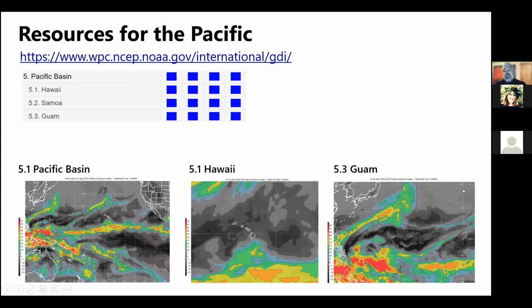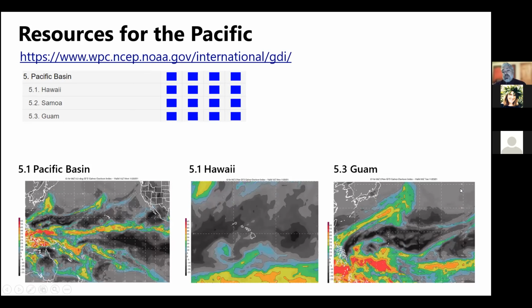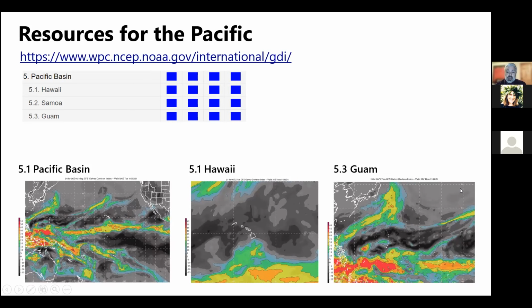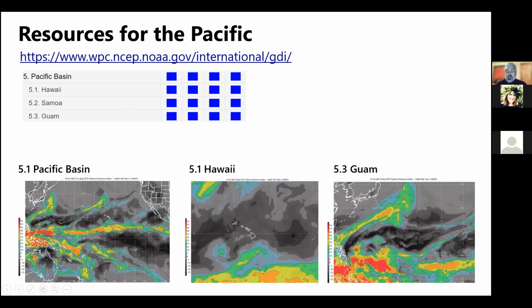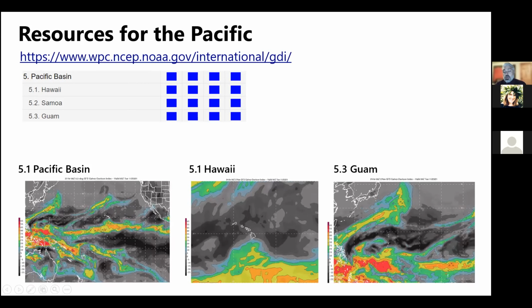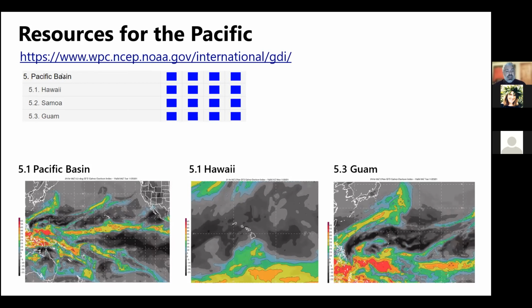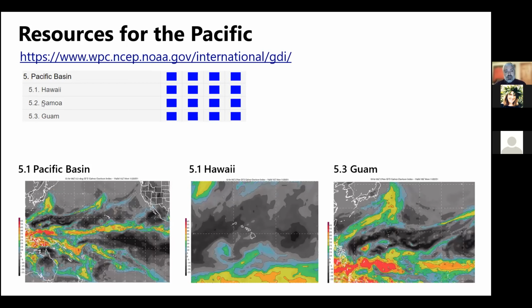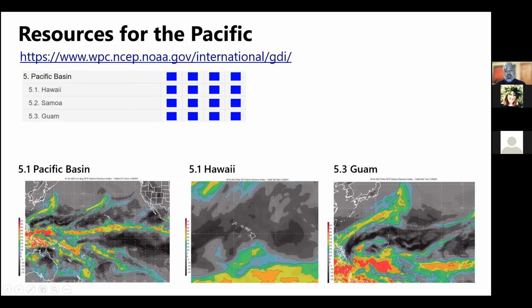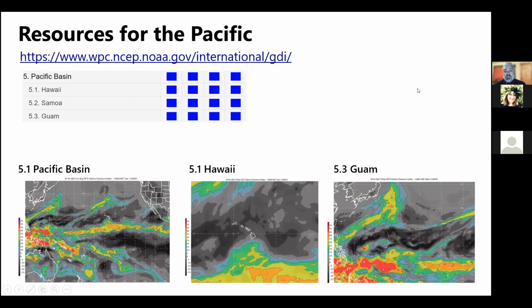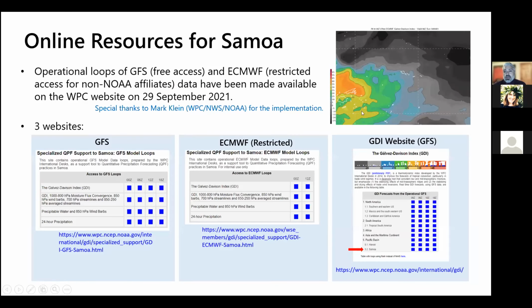Thanks to their interest, they let us know that they were interested in having a domain for their region, and we were able to implement it. And also we have some domains implemented for Samoa. This is from our presentation 2 months ago, showing the domain for American Samoa. And in this case, we also have some extra loops.